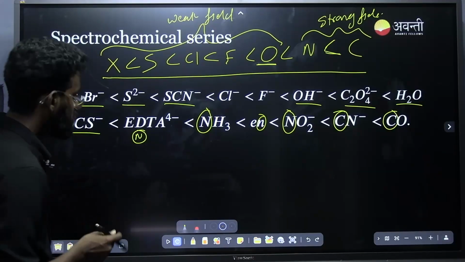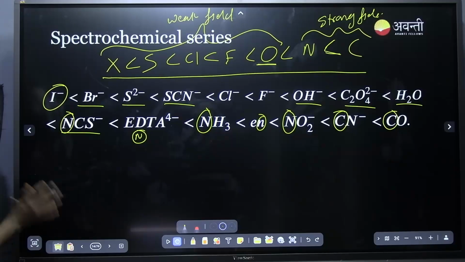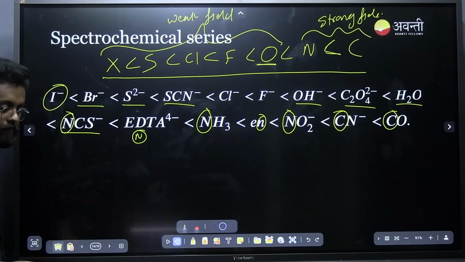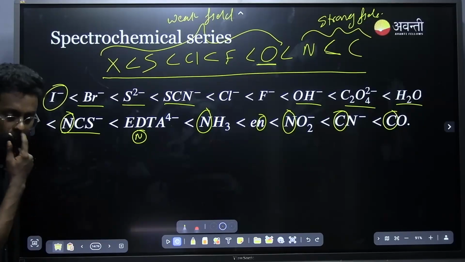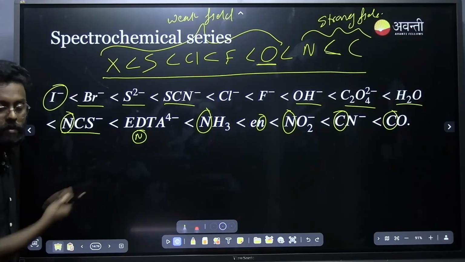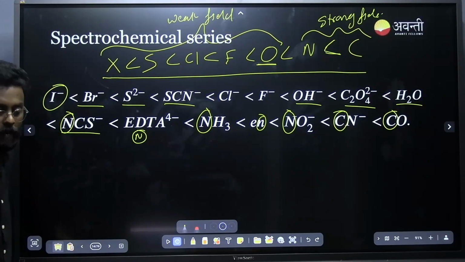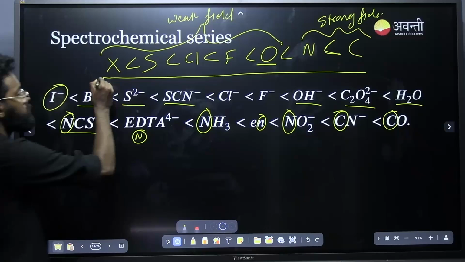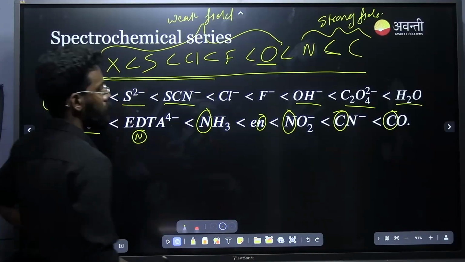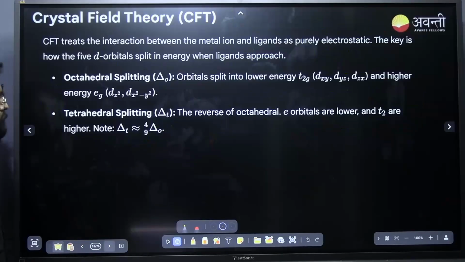Okay. So these are the crystal field theory spectrochemical series. Now we can move into the crystal field theory and how the splitting is taking place. Got it, everyone? Have you understood how the order is arranged? Just follow this. If you are not able to remember the complete series, just follow this one. You can easily identify which is strong field and which is weak field. Okay, now coming into the crystal field theory.